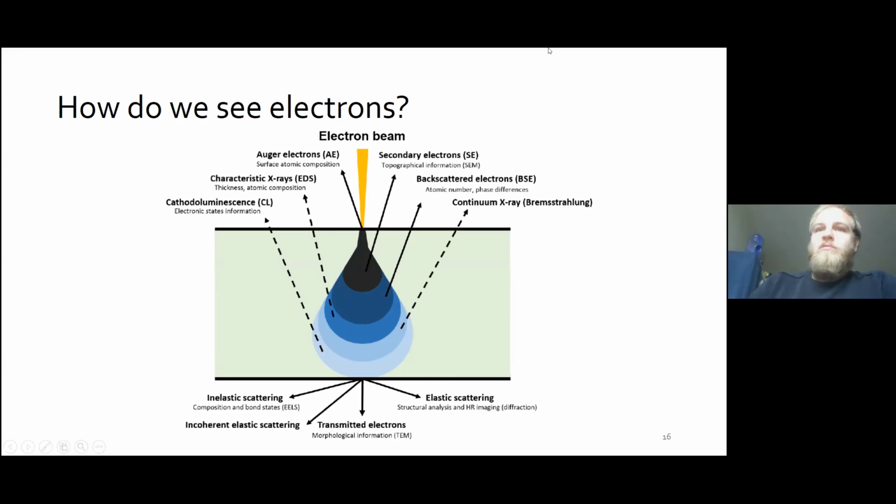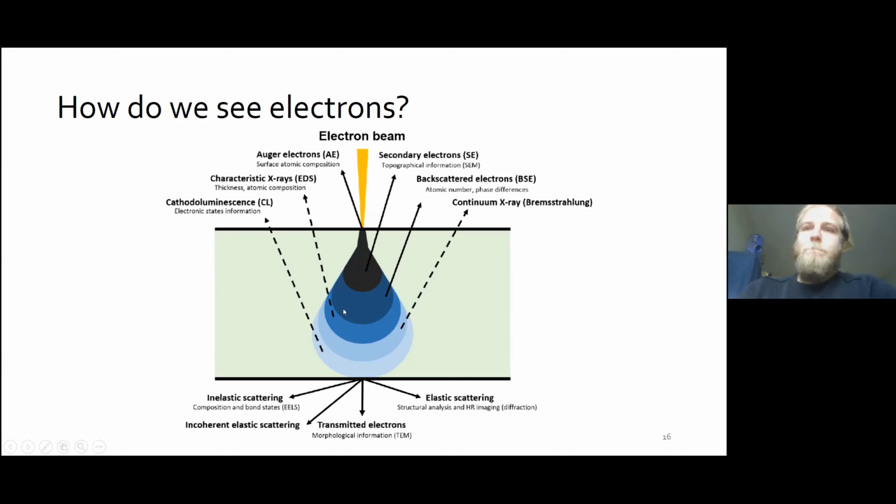We also can ionize or raise electrons to higher energy levels that then fall back down again. And when they fall back down again, they will emit an X-ray. This is what we then call characteristic X-rays. So each element has a characteristic spectrum of X-rays emitted. Now this comes slightly deeper into the volume, so we get lower resolution for EDX in a bulk sample in this case.